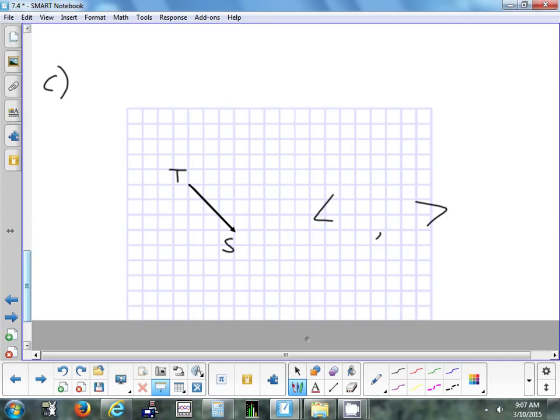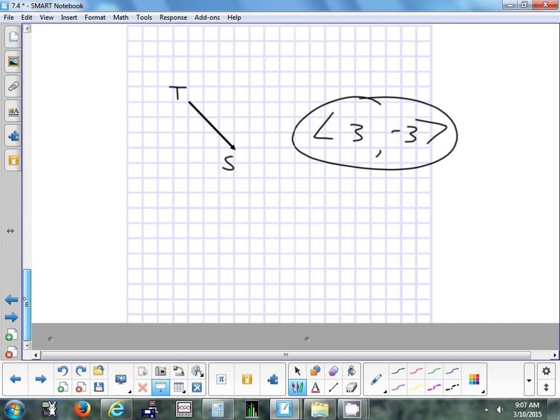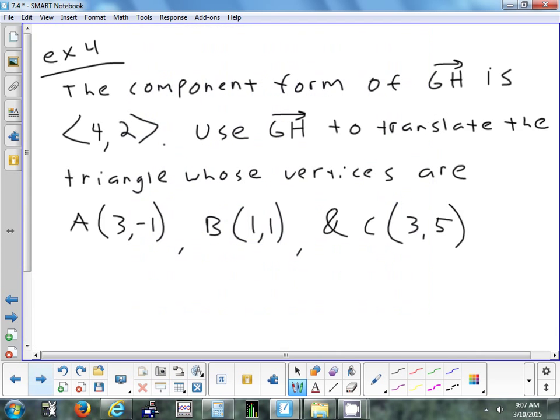Where's that negative 3 going to go? Where the y would go. Yeah, where the y would go. So make sure, even though he said it first, that's okay, but it's got to go second where the y would go. Down 3 and then to the right 3. Right is which, positive or negative? Positive. Okay. Down 3, right 3. Good.